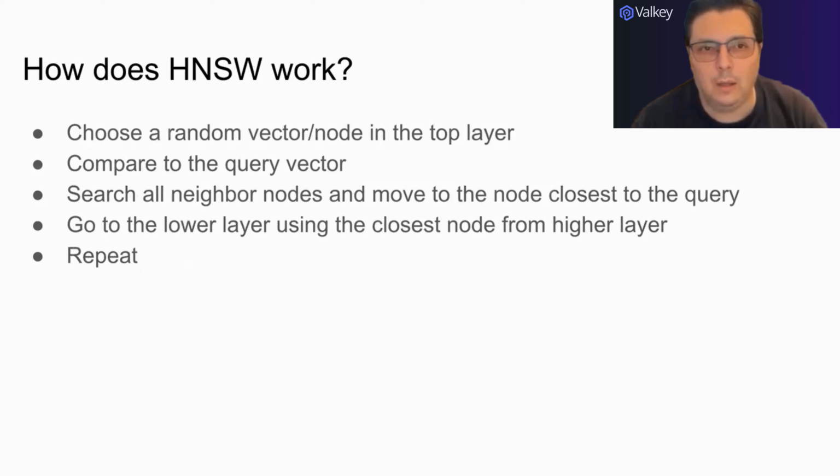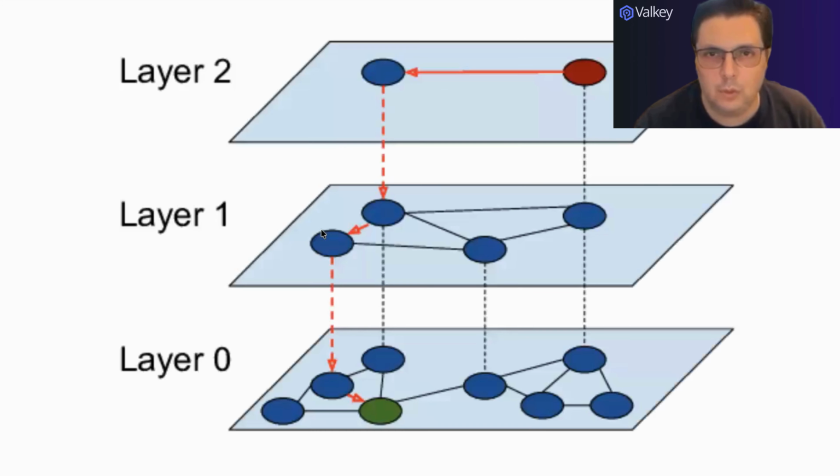The way it works is that your search algorithm chooses a random node or vector in the top layer. It compares it to your query input, then searches all of the neighbors for that vector and finds the best match. Then it goes to the next layer, to the corresponding node, and repeats the process. Here's the visualization. We start here. We find this match. We then go to the next layer. We search near our vector, and we find this match. We go to the next layer, and we repeat the process until layer 0. We'll find the best possible match.